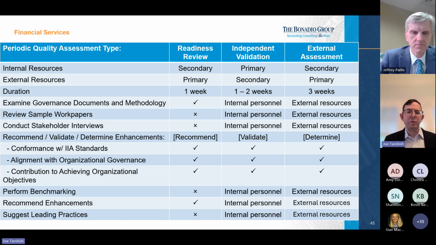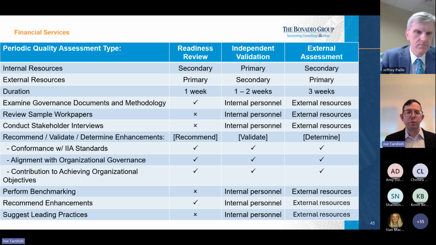In terms of benchmarking, which is really key, probably the readiness review would not necessarily do that. Both the independent validation and external assessment will. For the independent validation, your own folks will do that. And with the external assessment, your outside CIA will do the benchmarking, recommend enhancements, same thing, and suggesting leading practices. Again, both critical aspects of the review.